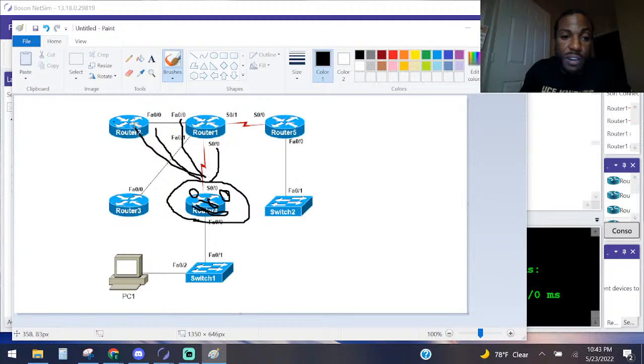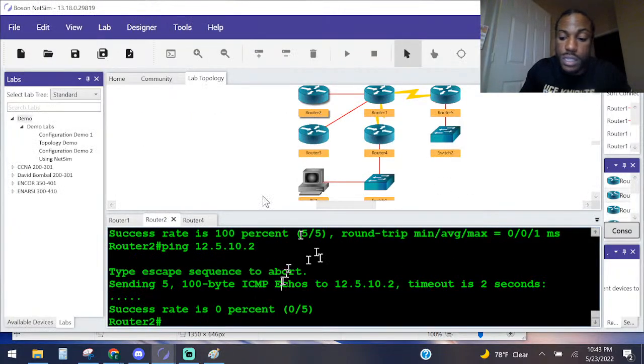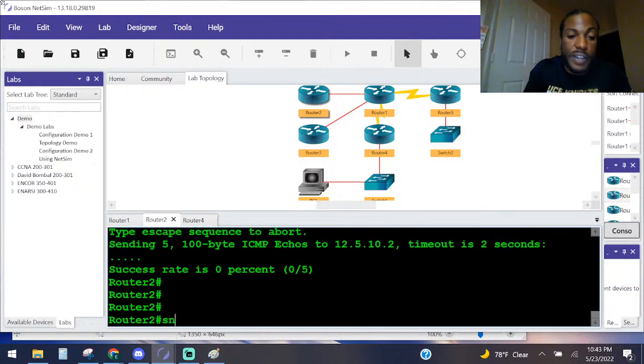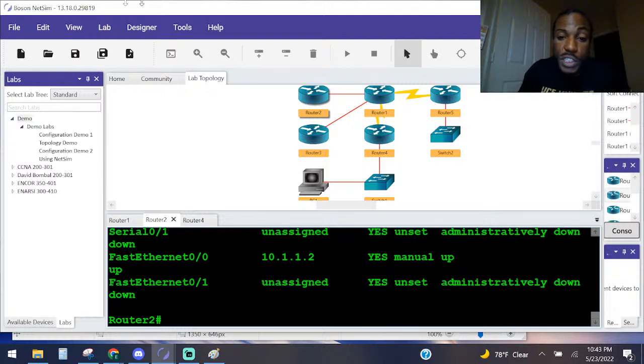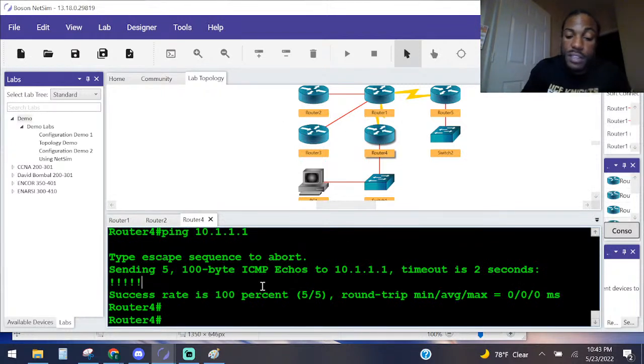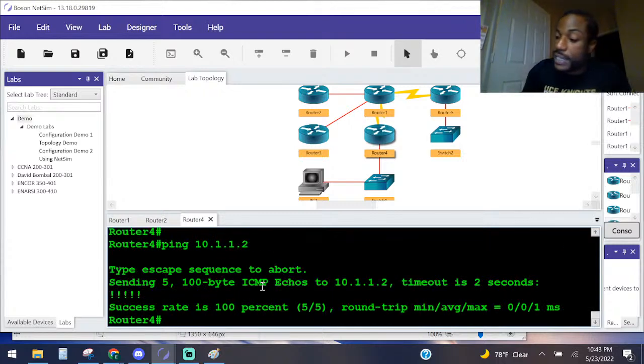And then we got to ping that remote network, which is router 2's FA0/0 interface. I'm tired of looking over there at all that screen over there. So show IP interface brief. 10.1.1.2. So now router 4 needs to ping 10.1.1.2. We got a reply, so that's a good sign. And I think we're pretty much done here, right?